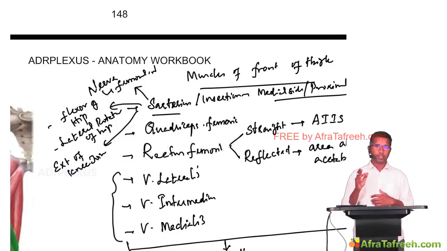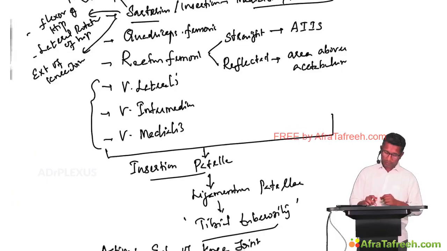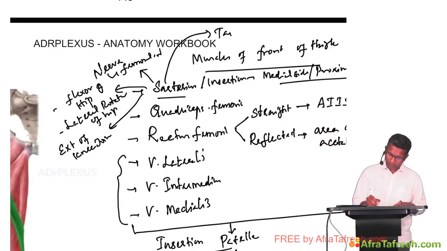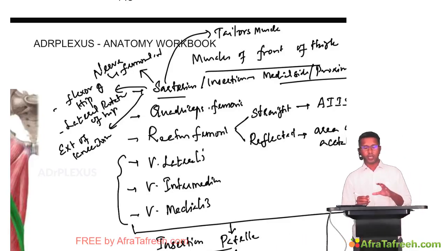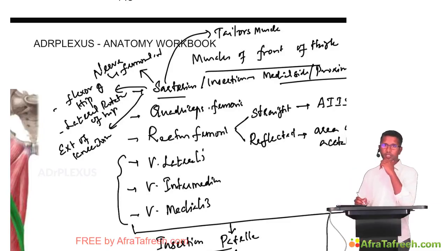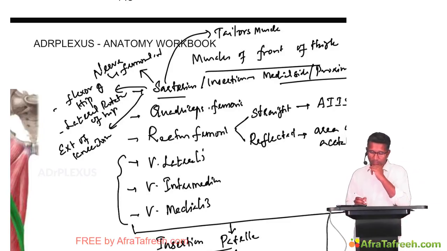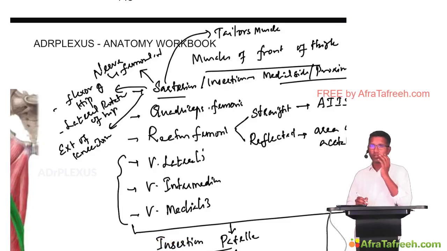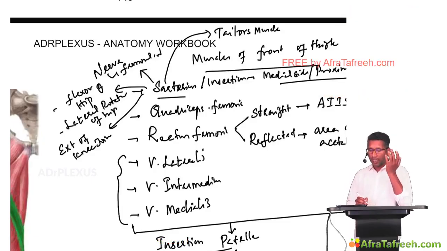Please remember guys, the sartorius muscle is also called Taylor's muscle. So whenever you are asked about sartorius, it is Taylor's muscle. What is called Boxer's muscle? Yesterday we saw the boxing action. Very good, it is serratus anterior. So sartorius is also called Taylor's muscle, and serratus anterior is also called Boxer's muscle.